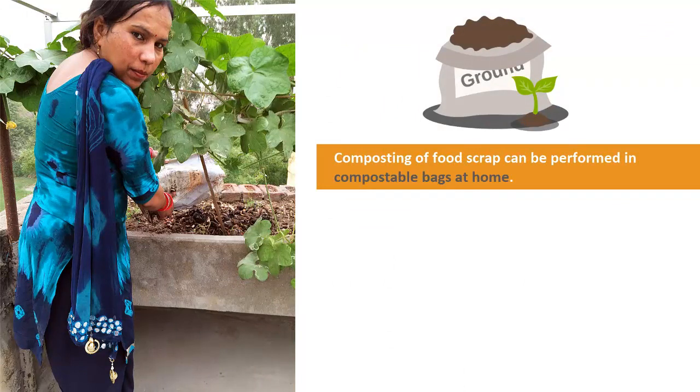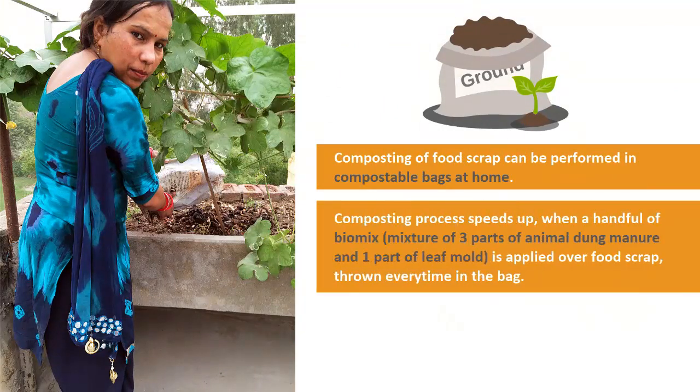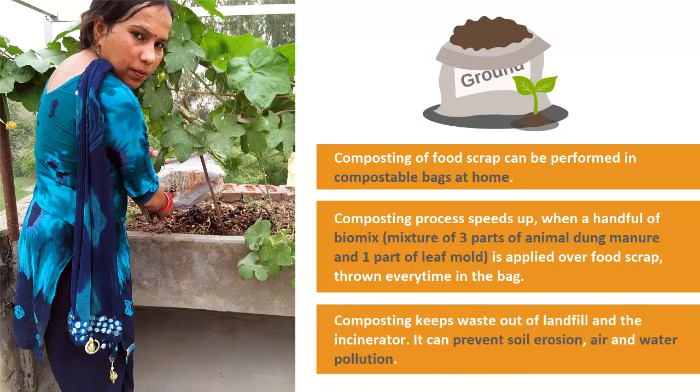Composting of food scrap can be performed in compostable bags at home. The composting process speeds up when a handful of biomix, a mixture of 3 parts of animal dung manure and 1 part of leaf mold, is applied over food scrap thrown every time in the bag. Composting keeps waste out of landfill and the incinerator. It can prevent soil erosion, air and water pollution.